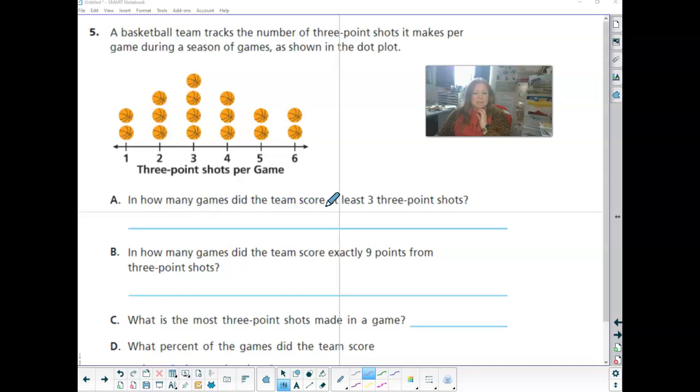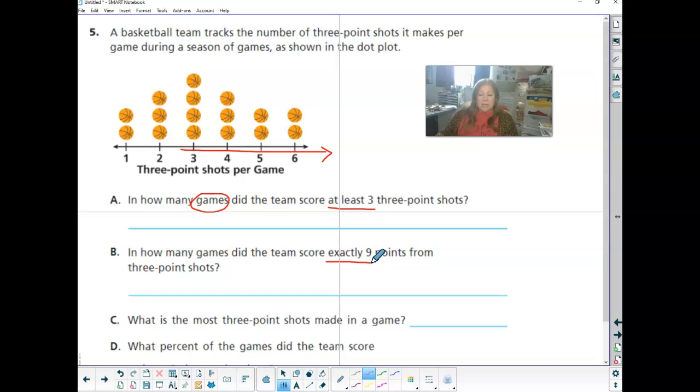So how many games did the team score at least 3? So 3 is the lowest or higher. So we're going to count all the basketballs, right? These are the games. We're looking at the games. How many games did they score at least 3? So we're looking at this and over. A basketball's a game. We're counting the basketballs. B, and how many games did the team score exactly 9 points?